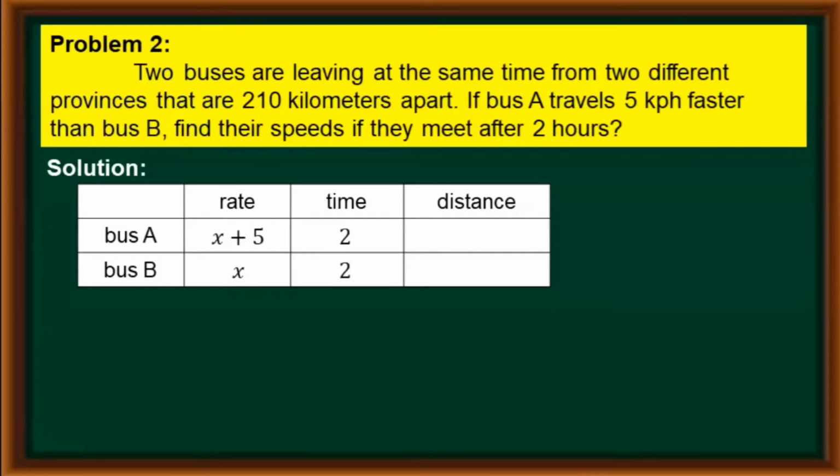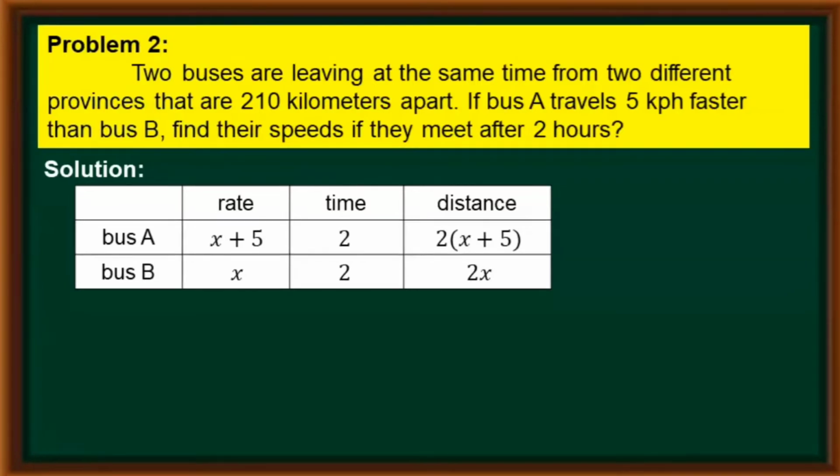And for the distance traveled, we simply multiply the rate and the time in our second and third column. So for bus B, x times 2, that is 2x. And for bus A, x plus 5 times 2, so that would be written as 2 times the quantity x plus 5. And now we create our equation.